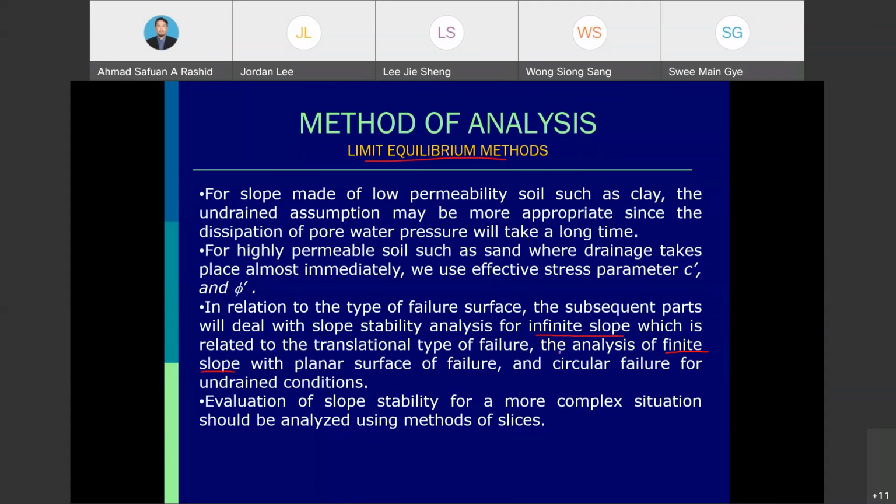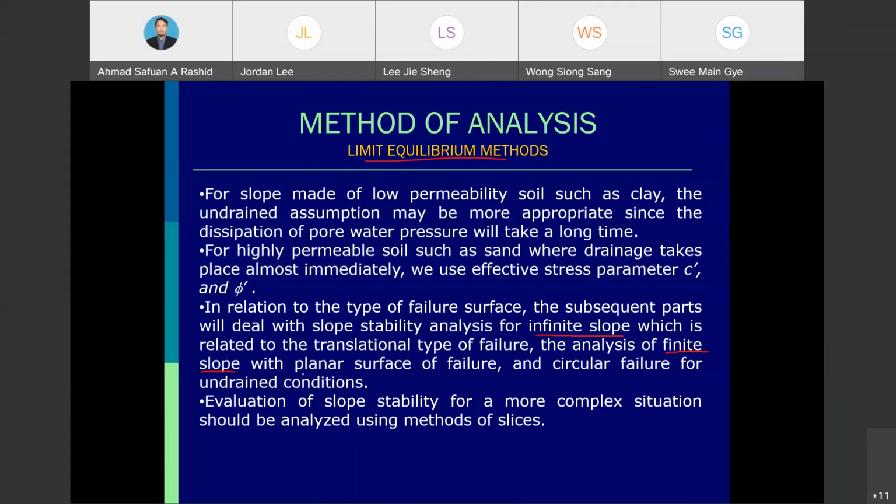Okay. So for the infinite slope analysis, normally we use a linear failure plane approach, which we discuss after we complete this introduction part. And the finite slope, we discuss tomorrow morning. So there are three types of analysis that we can carry out.